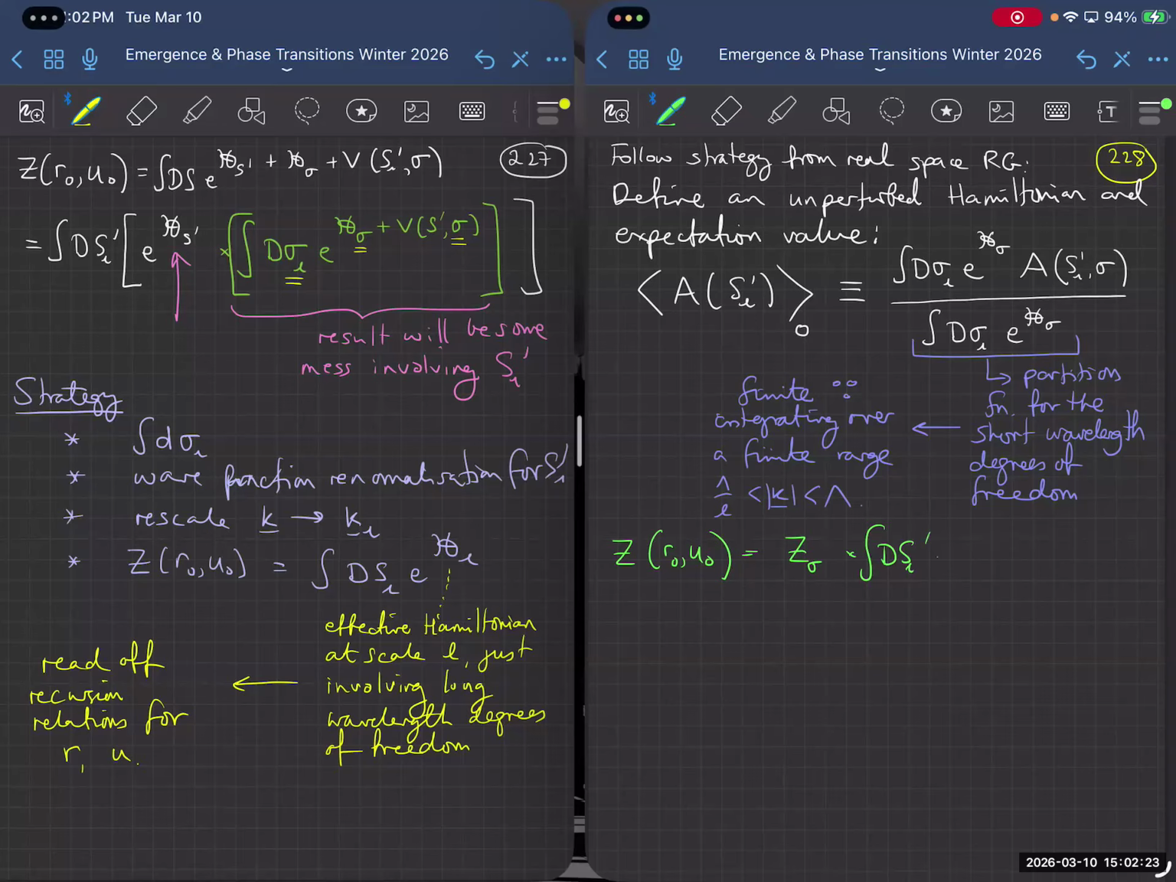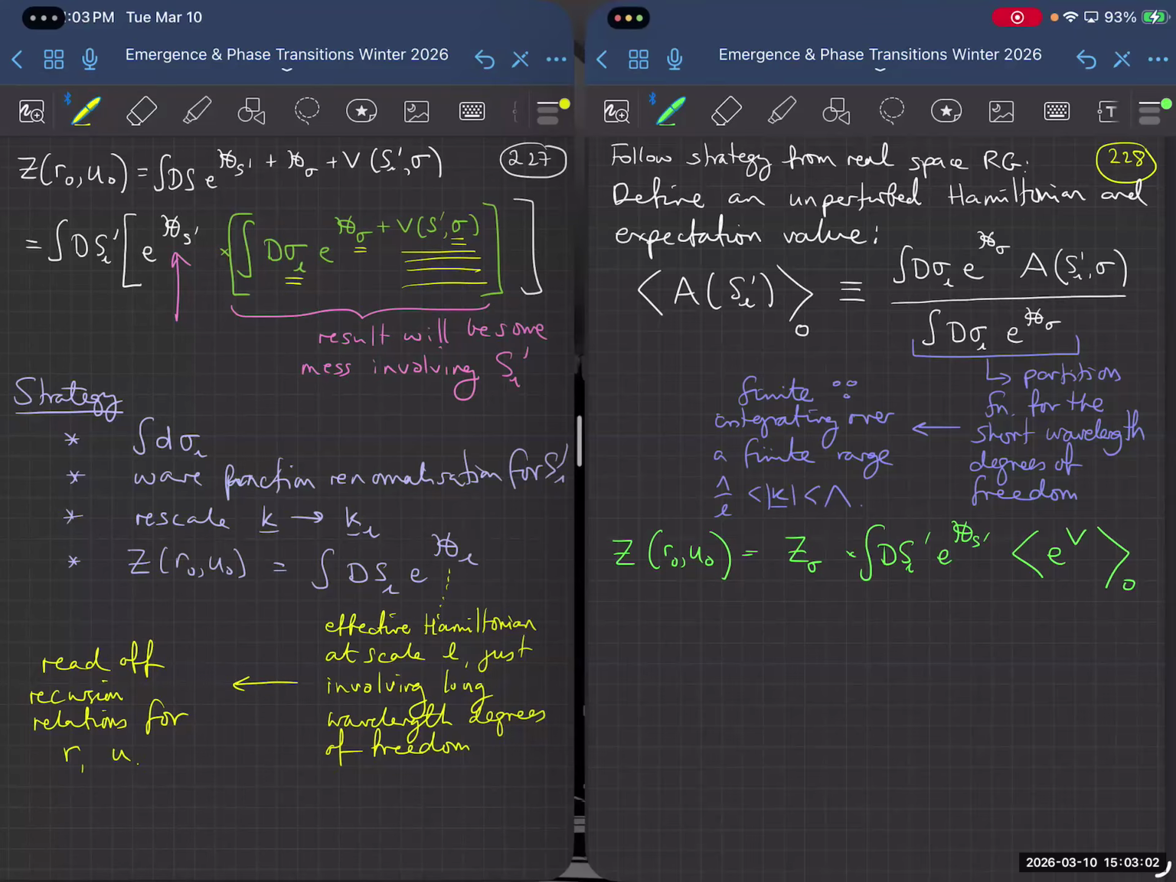dS_L prime e to the H of S prime, the Hamiltonian for the long wavelength degrees of freedom, and then the term that comes in on the left-hand side, I can just write as e to the V with respect to my unperturbed Hamiltonian, just like we did in the real space renormalization group. Then I'm going to use the cumulant expansion trick to calculate the expectation value of e to the V.